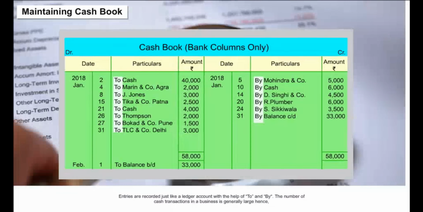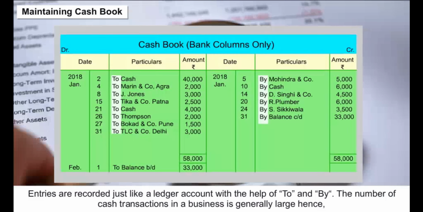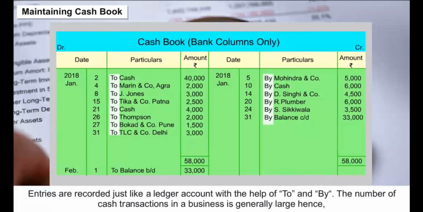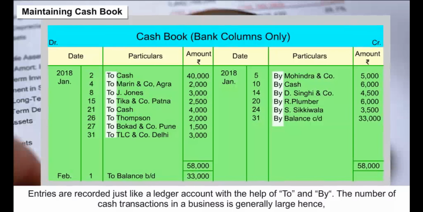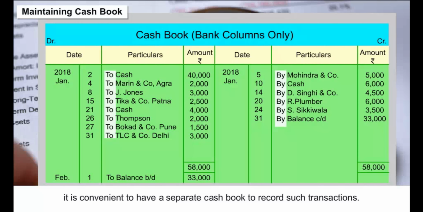Entries are recorded just like a ledger account with the help of "to" and "by". The number of cash transactions in a business is generally large. Hence, it is convenient to have a separate cash book to record such transactions.